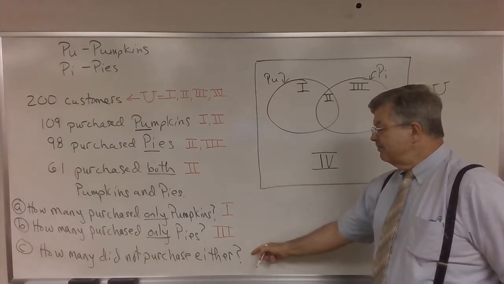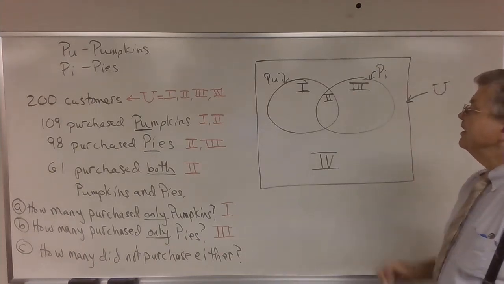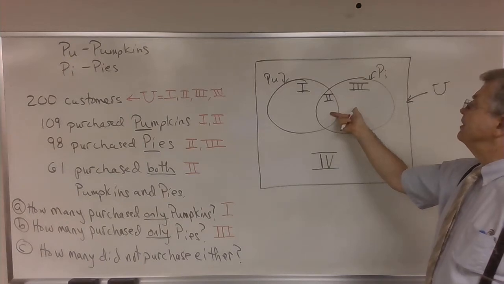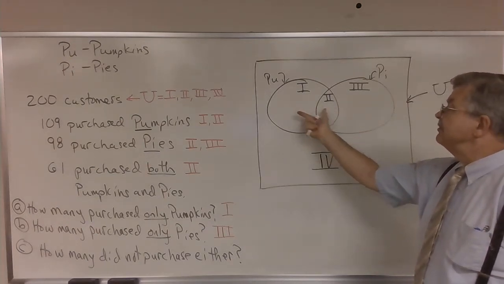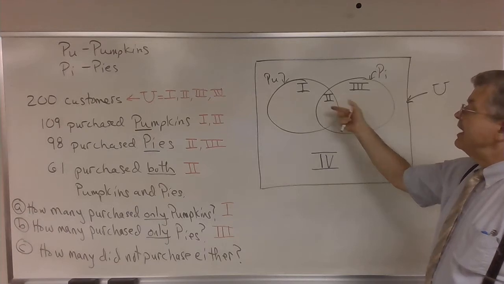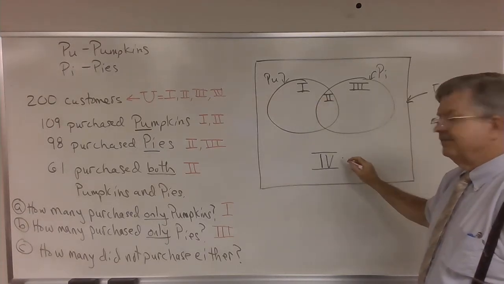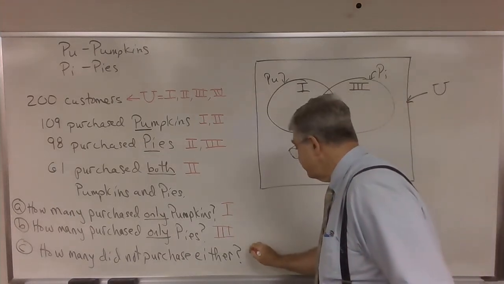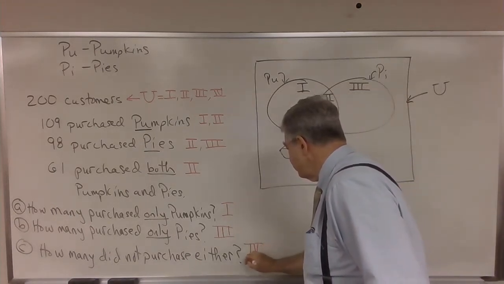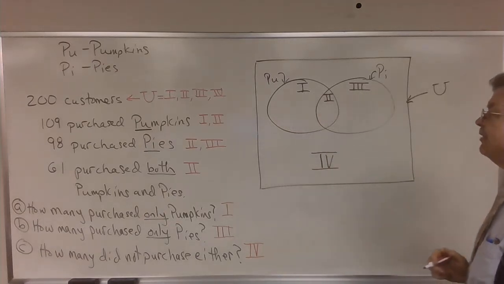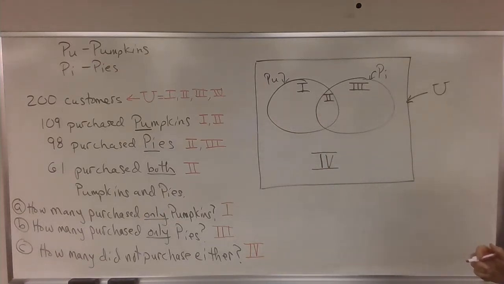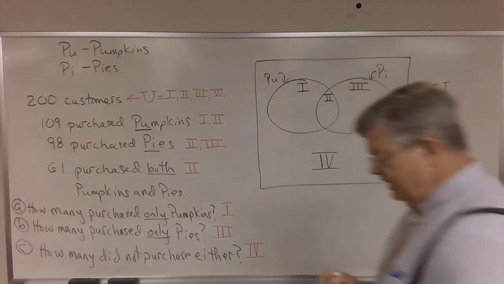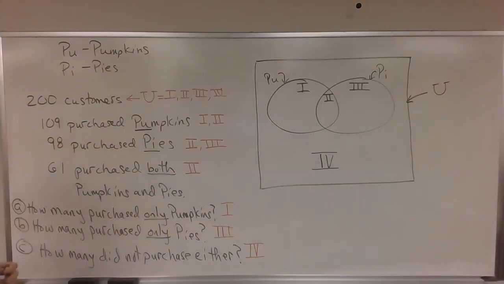And how many people didn't purchase either? Okay. They're not in the pumpkin circle. They're not in the pie circle. They're outside of both of these circles. That's region 4, isn't it? Okay. So we've pretty much identified who's where. Now, what can we do with this information?